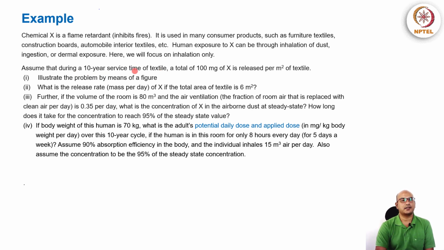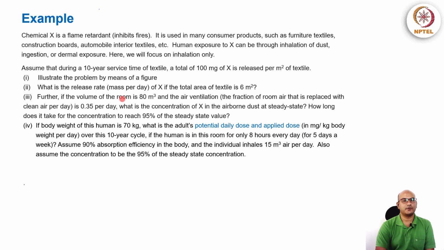So assume that during a 10-year service time of textile, a total of 100 milligram of X is released per meter square of textile. The first thing is we will read the question through and then start one by one, because there are other elements that need to be there in part 1. The first is illustrate the problem by means of a figure or a conceptual sketch. Then we have a numerical question: what is the release rate in mass per day of X if the total area of textile is 6 meters square?